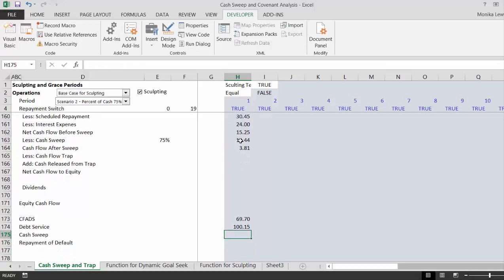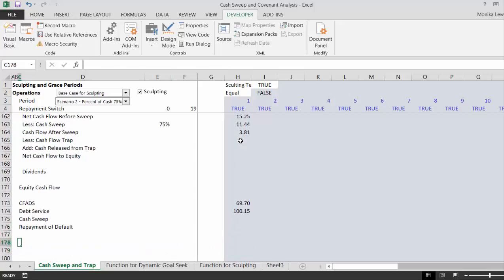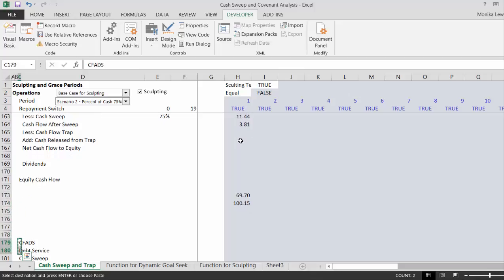Oh, this is supposed to be a graph. Okay. Excuse me for this. Okay.